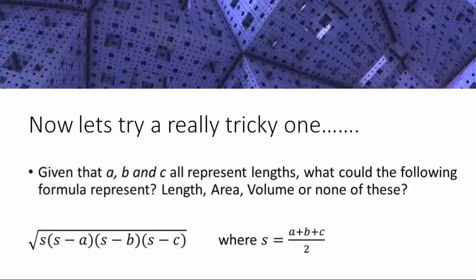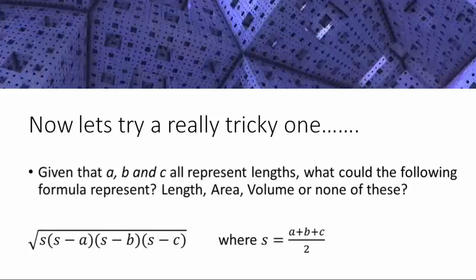Okay, I hope you've had a chance to decide. Now, this is certainly an area, and let me talk through why. Firstly, look at the definition of s. s is a plus b plus c over 2, and therefore s represents a length plus a length plus a length divided by 2. So s is a length itself. That's the key thing to note.